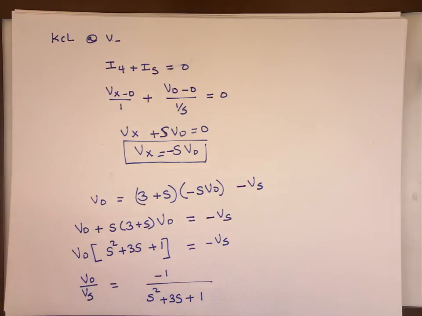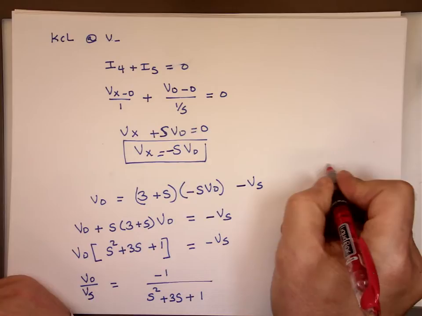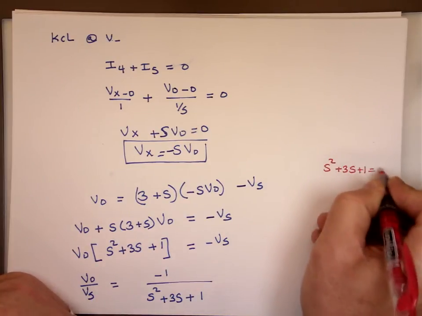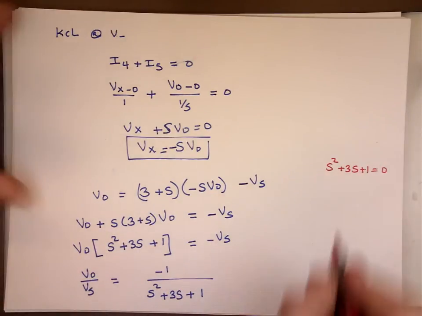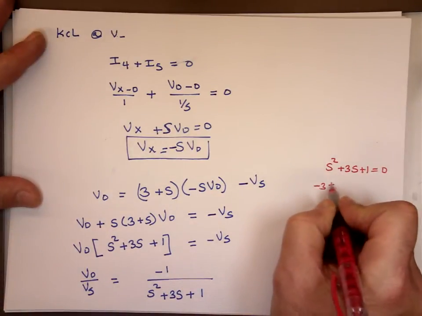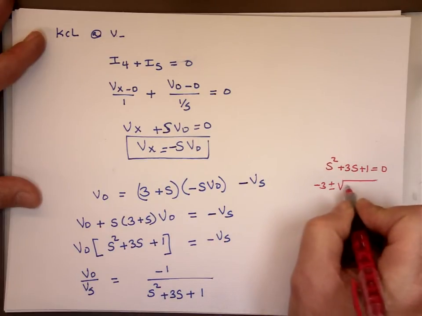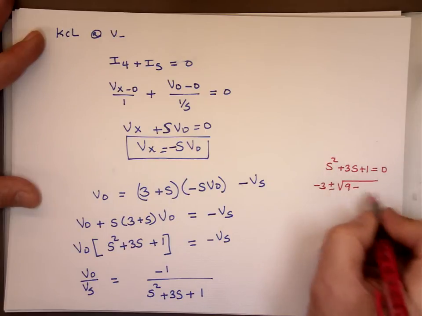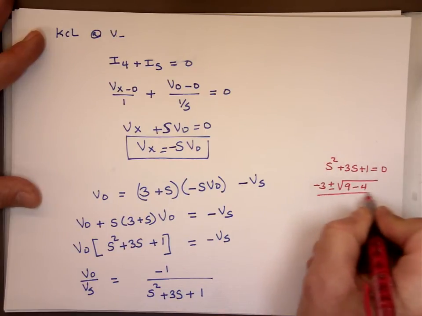So if I take S squared plus 3S plus 1 and solve it, see what makes it 0. This is minus 3 plus or minus the quadratic formula, which is what? 9 minus 4 times A times C. 4 times 1 times 1, that's 4. All divided by 2A, which is 2.